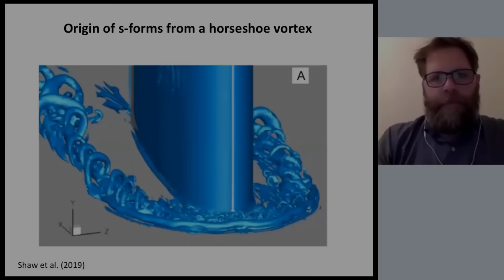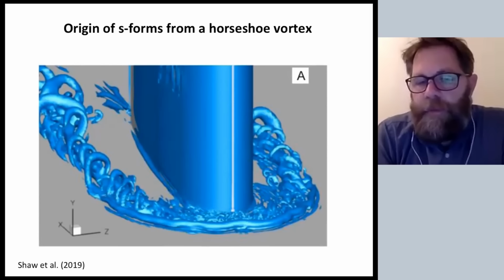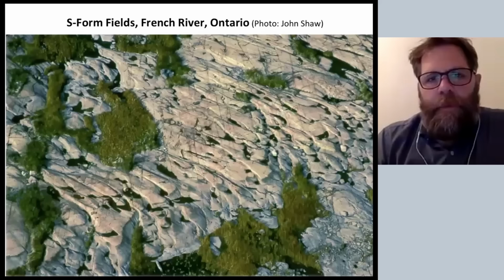Before, we were looking at this example of the horseshoe vortex, and the fact that we're saying it's not a particularly controversial idea that that form is produced in water. But where we're going to go next, I'll walk you through as we step up in scale.